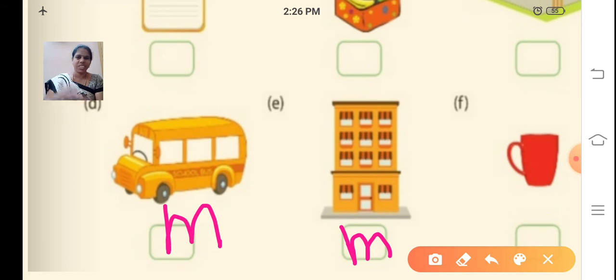Then cup. It is small, right? So we are going to write CM. Finished? Shall we move on to the next one?